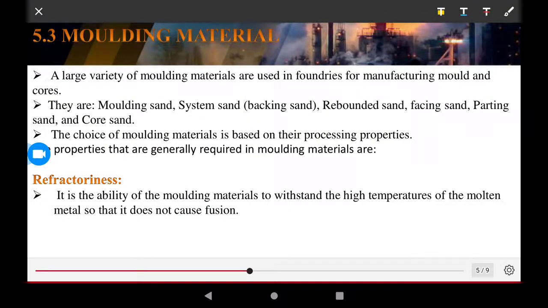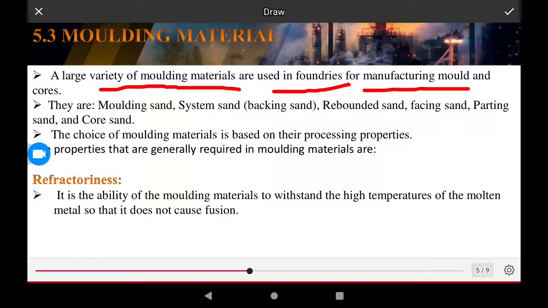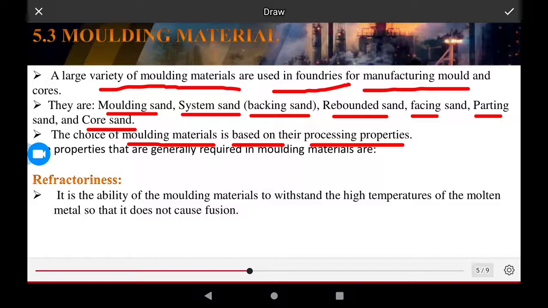Molding material. What is the molding material? A large variety of materials are used in foundries for manufacturing molds and casts. They are molding sand, backing sand, rebounding sand, facing sand, parting sand and core sand. The choice of molding material is based on their processing properties that are generally required in molding material.